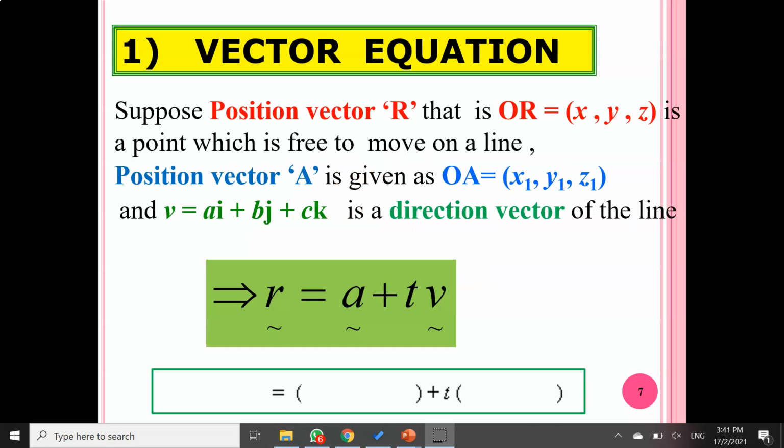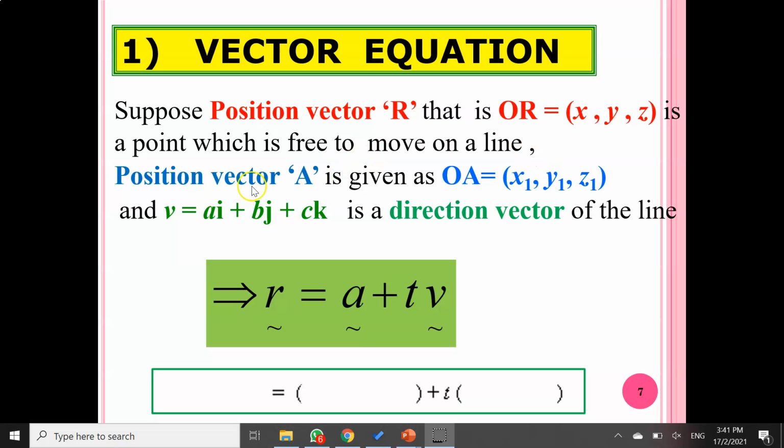Okay, let's go one by one. The first one is the vector equation. So what is the vector equation? Suppose we have position vector r, that is OR. Once you see position vector r, that means the vector starts from the origin O to R, like this, OR. And we have x, y, and z. R is a point which is free to move on a line.